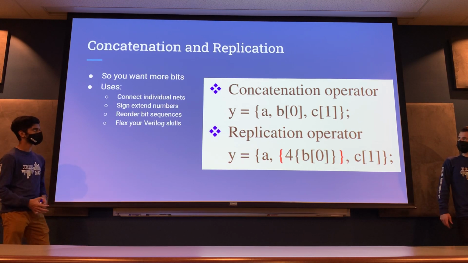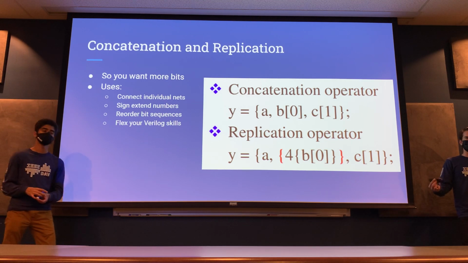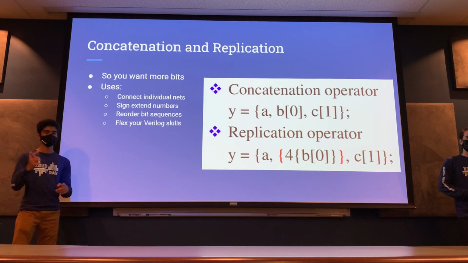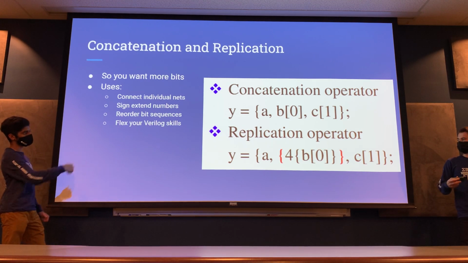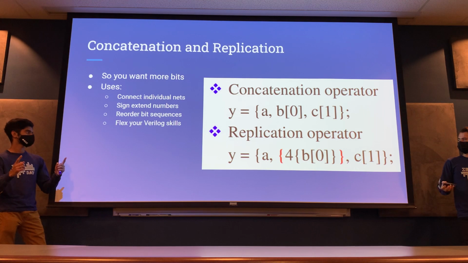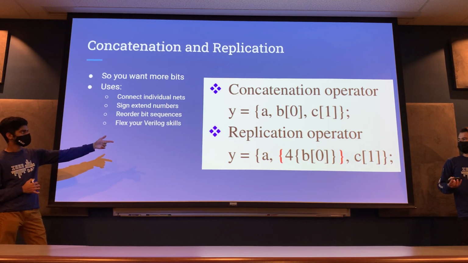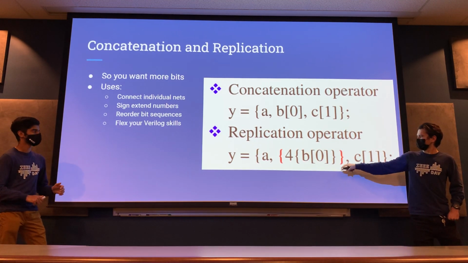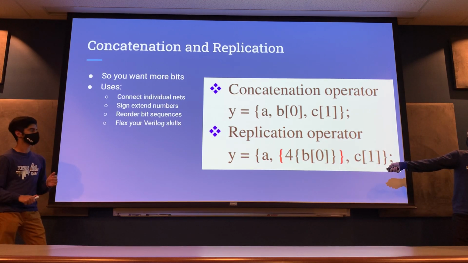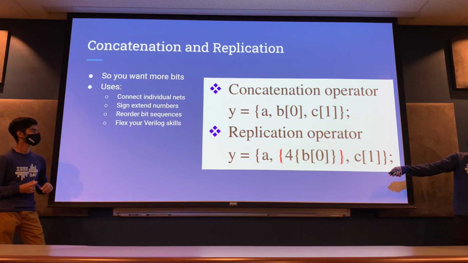You'll be doing this in the lab. And then the replication operator basically lets you multiply out a bit, kind of like sign extending. Here you take the 0th bit of B and write it out 4 times, and you can concatenate it with other things. So Y with the replication is going to be 3 bits longer than Y with the concatenation, because we multiplied the 0th bit of B 4 times instead of just once. The syntax for the replication is just the red part here, but in total this is all a concatenation with just a replication of 4 in red.